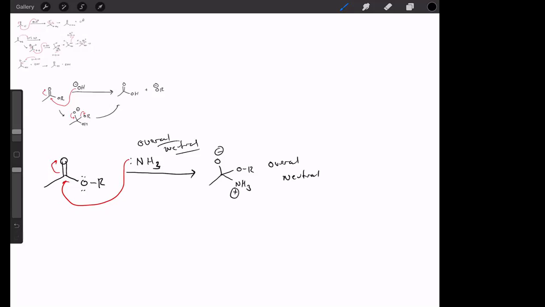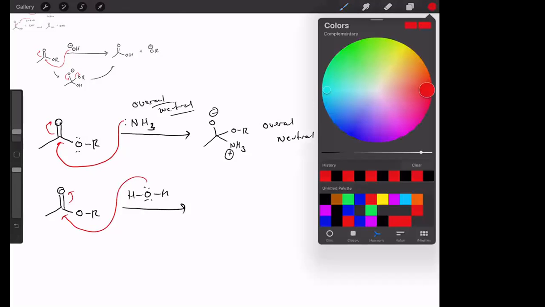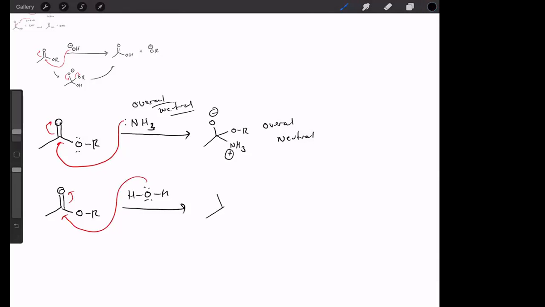There are some other examples of this in this chapter as well. If we were doing it with water, this will also form a neutral intermediate, although it is a zwitterion in the sense that it's got a positive and a negative charge.